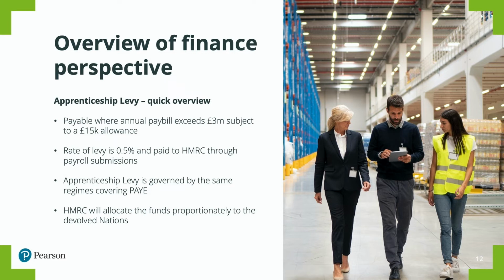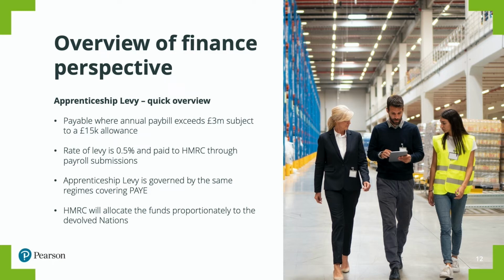To make things seem simple, it's just as if you were paying an additional element of employers' national insurance contributions. The apprenticeship levy is governed by the same regimes covering PAYE, which is the payroll withholding tax regime we have in the UK. As a result, it's subject to penalties for non-compliance and senior accounting officer governance.